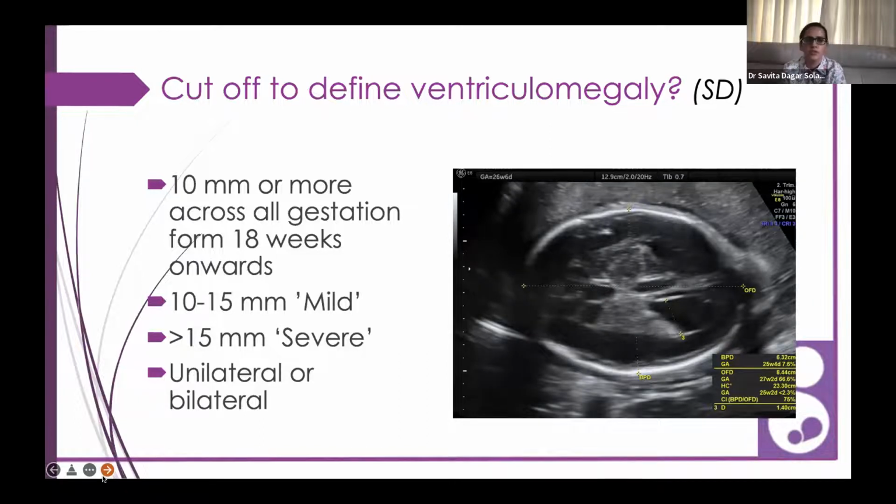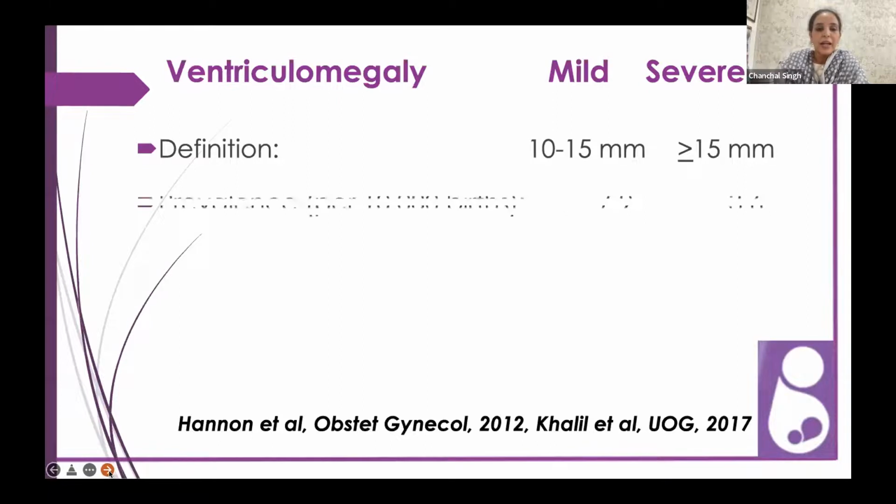Right. And also you have to see whether it's unilateral or bilateral. And 10 millimeter is the same across all gestation. Many times we get a referral that at 18 weeks or at 17 weeks, the ventricle is 8 millimeter, so it's prominent and then they get referred. So across all gestation, a cutoff of 10 has been uniformly adopted to define ventriculomegaly.